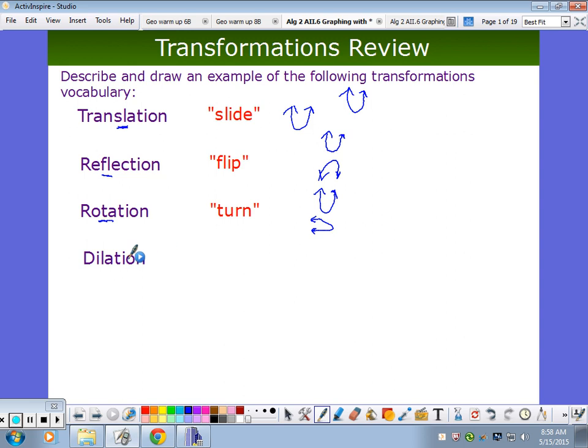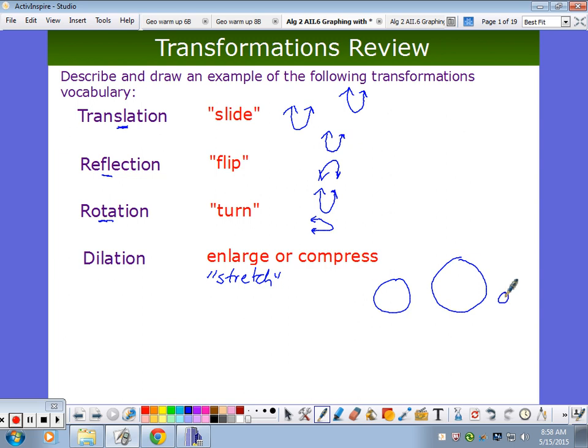And then dilation. I don't know if we had any baby words for that. You're making it bigger or you're compressing. We say enlargement or compression. Sometimes instead of enlarge, we say stretch. So I think we did a circle. A dilation might be bigger or maybe smaller. So you just have a little visual of it. Not a big deal. We just want to have these words fresh in our minds.